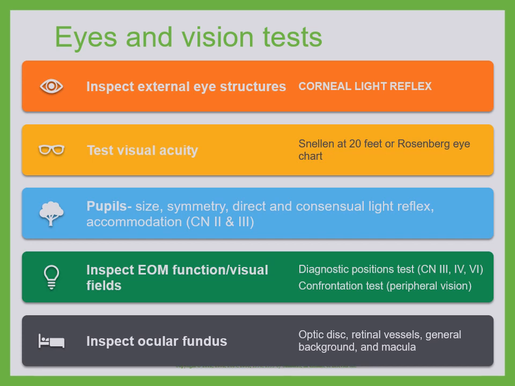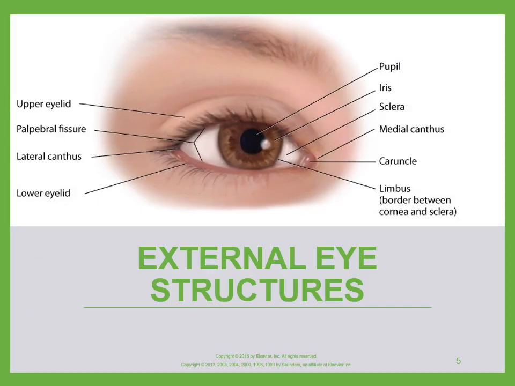With the eye exam, you start by inspecting the external eye structures. You test the visual acuity. You examine the pupils, inspect the extraocular movements, and then inspect the ocular fundus. You should be familiar with the external eye structures and use the correct terminology during documentation.